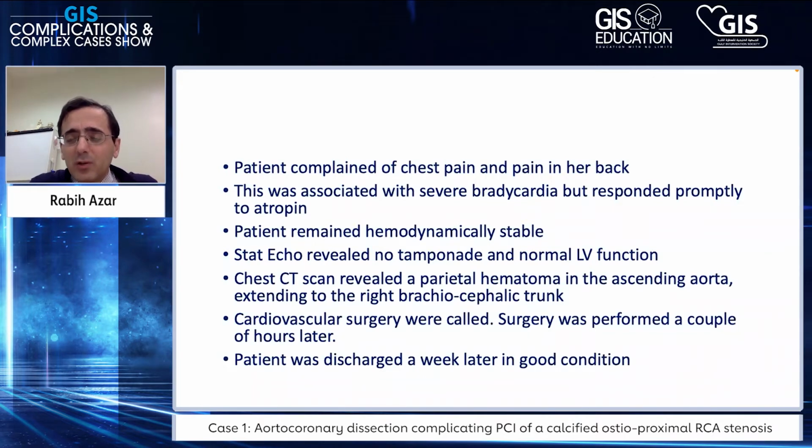But now the question, what to do? Is it safe to just monitor this patient for a day or two and then send her home? Or should she proceed and have cardiac surgery to treat this parietal hematoma in the aorta?